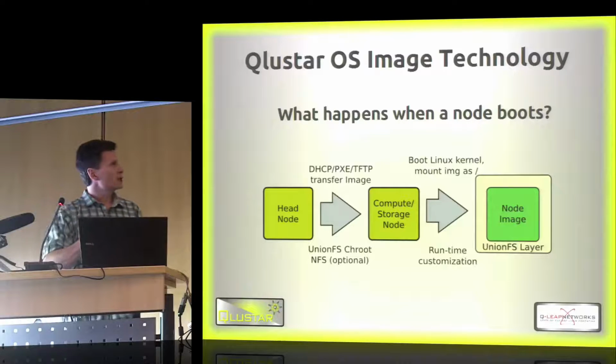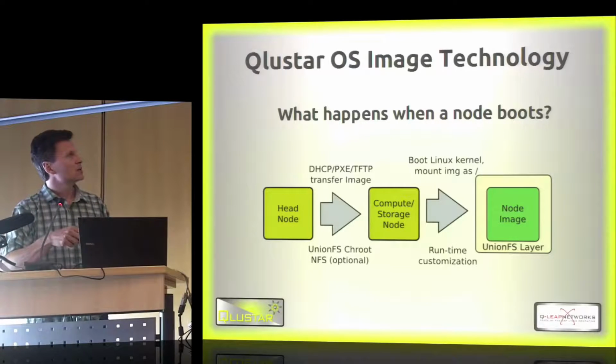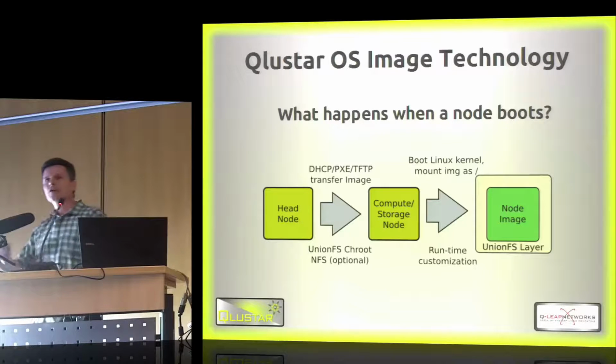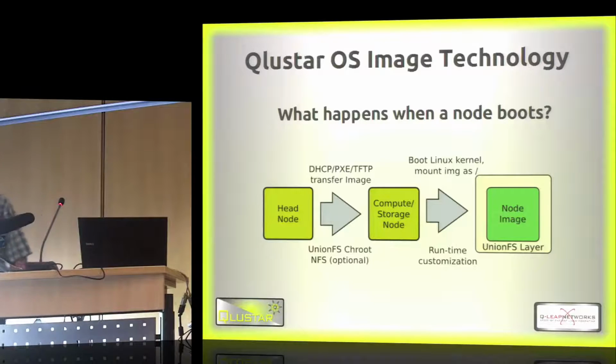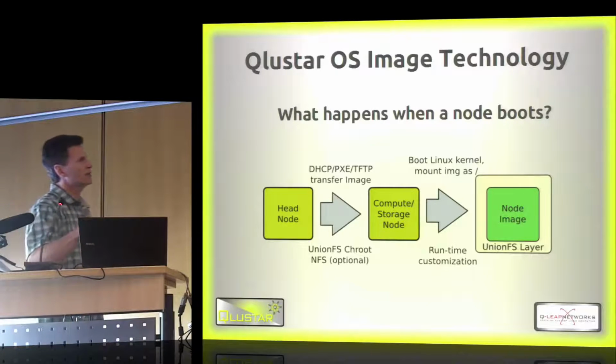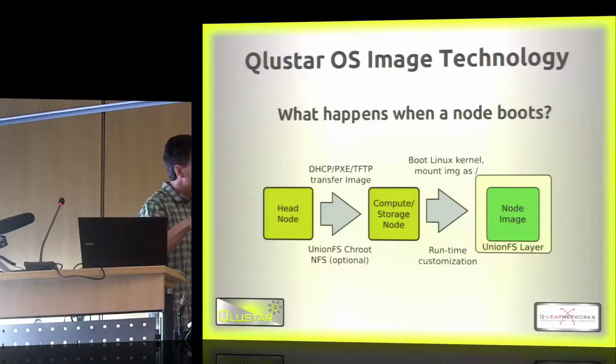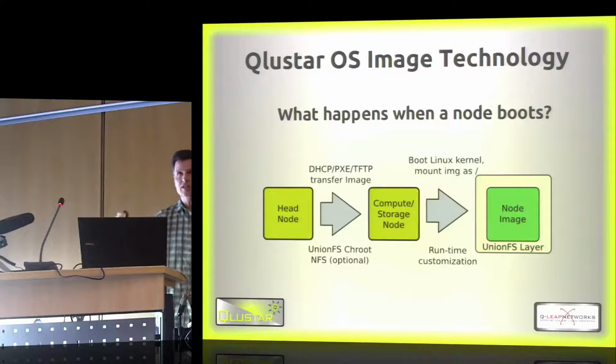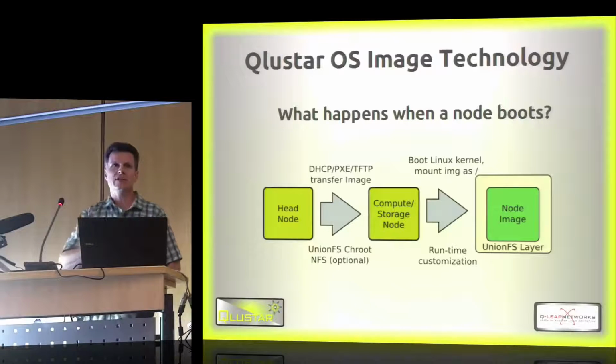It transfers the image to the compute node, then boots the Linux kernel and mounts this image as the root file system. So then you've got it here running as the operating system on your compute storage node. But now there is a second component that I briefly mentioned before, and that is this UniFS change root that is put actually as a layer underneath this node image. It's an optional component, I should say. You don't need to have this.